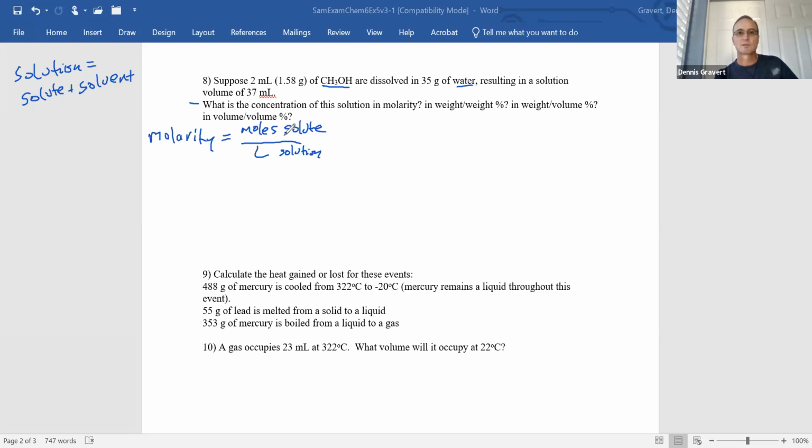So moles of this thing, right? We said water's a solvent, so the other molecule must be the solute. What we want is moles of the CH3OH. So let's do a little dimensional analysis and get it. Okay, so what do we know about CH3OH? We know the volume of it, and we know the grams. Is there a conversion factor that can take us to moles? Molar mass. So if we get the molar mass, that would be in units of grams per mole.